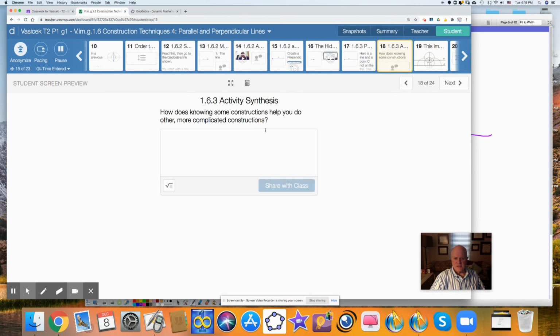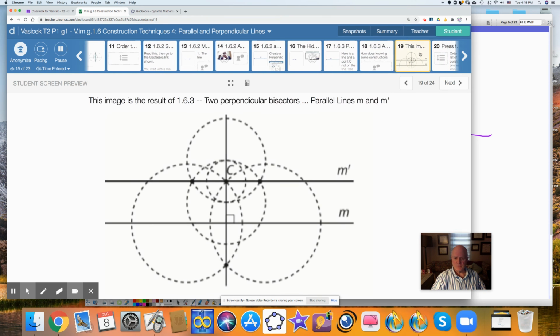The activity synthesis: how does knowing some constructions help you do more complicated constructions? What we've been doing is the building block constructions, the daisy chain, perpendicular bisector, perpendicular lines, angle bisector. These are all building blocks for more complex things. This is like learning the alphabet before learning to spell words, to learn to write.